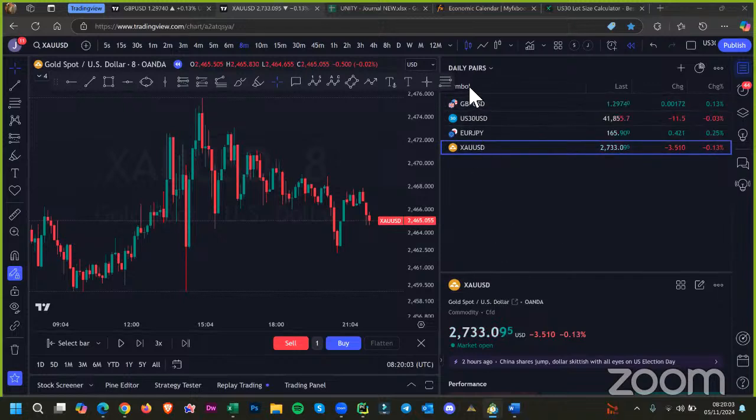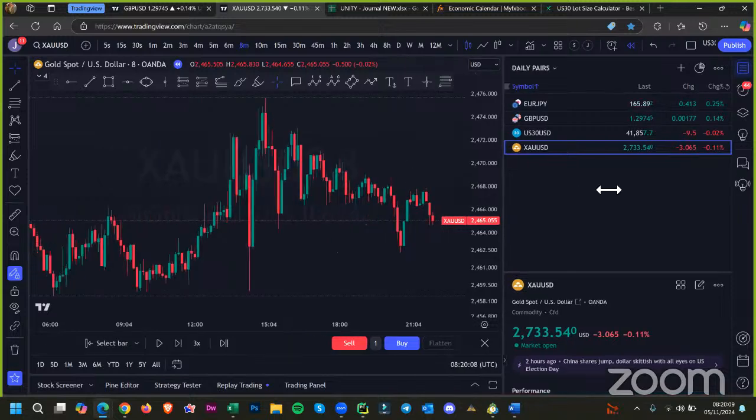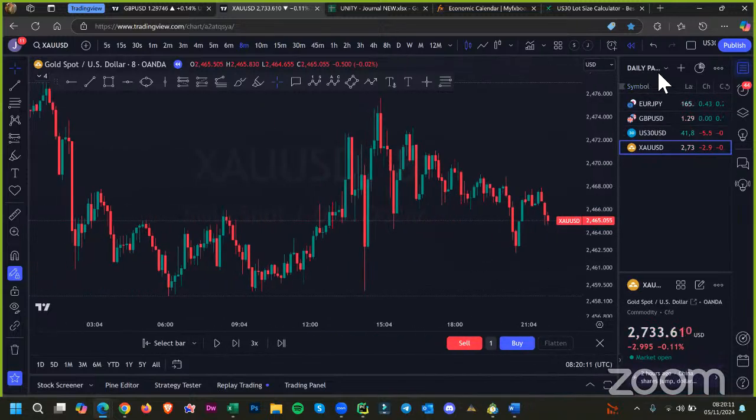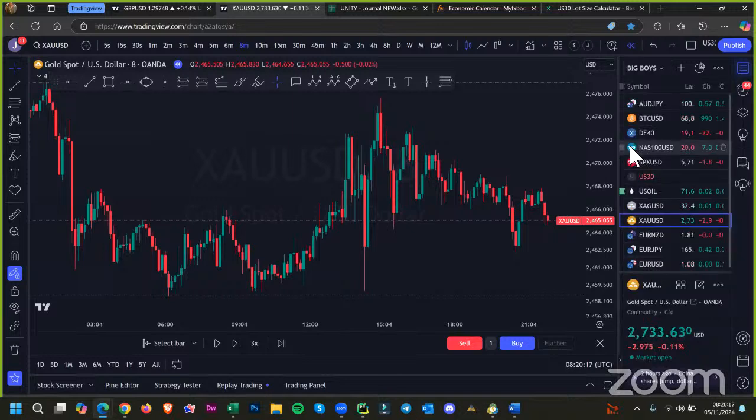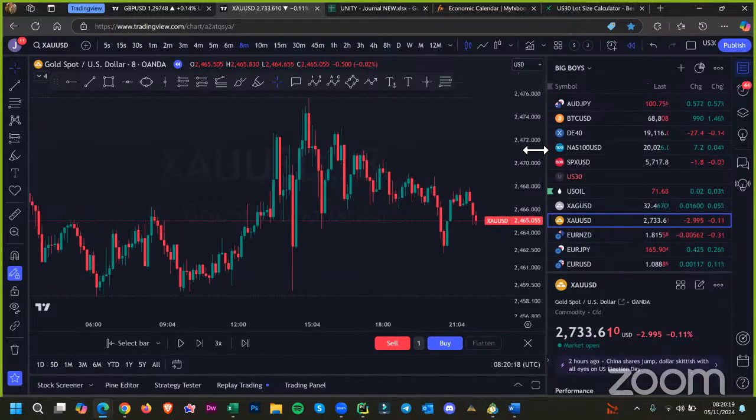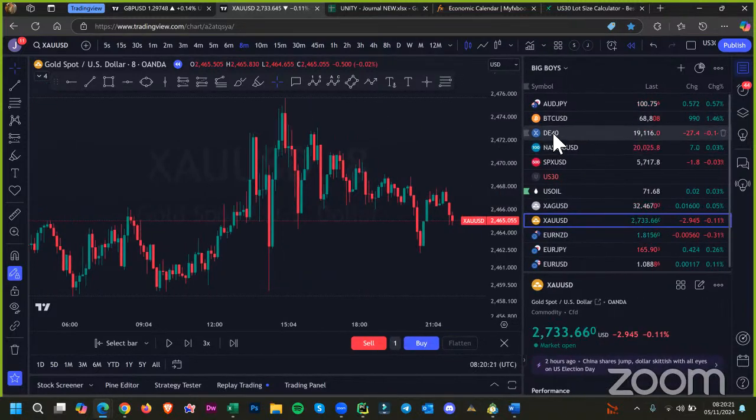If you want to put them in alphabetical order, you can click this to sort them in alphabetical order. Very important. I've got lots of different lists. I've got one that's called Big Boys. Yeah, these are markets that move a lot. We've got our Bitcoins, our DAX, our NAS, our SPX, US 30s, gold. These are markets that are quite volatile, move a lot.